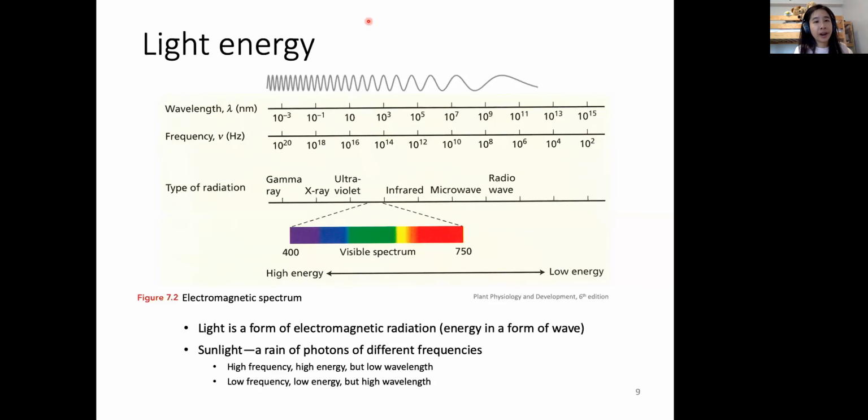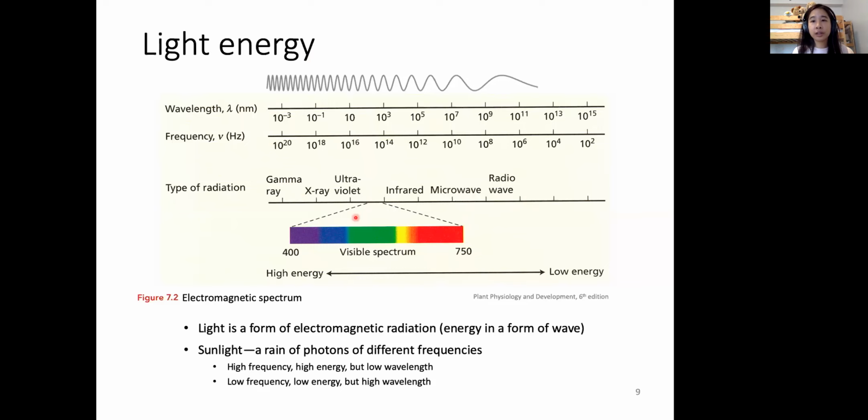All right, we are getting more and more into photosynthesis. The main component of photosynthesis in the light reaction is light energy. Light is a form of electromagnetic radiation. Right here, I have the electromagnetic spectrum. It is a type of energy that can travel in the form of waves.